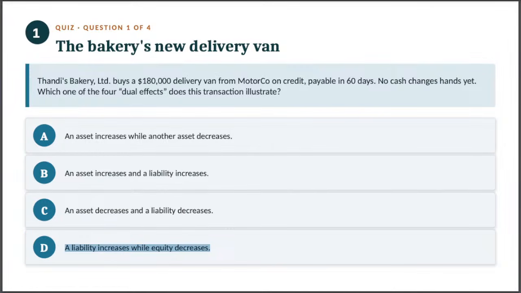So this is it. Buying the van on credit, payable in 60 days. No cash. All right, let's move on to question 2.